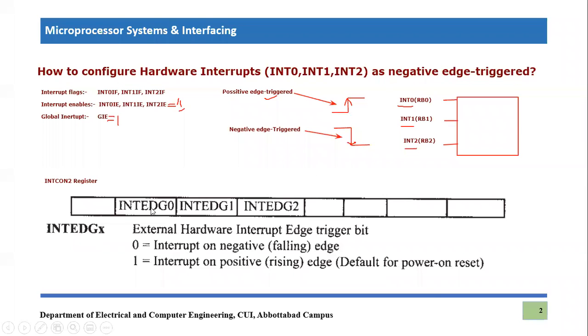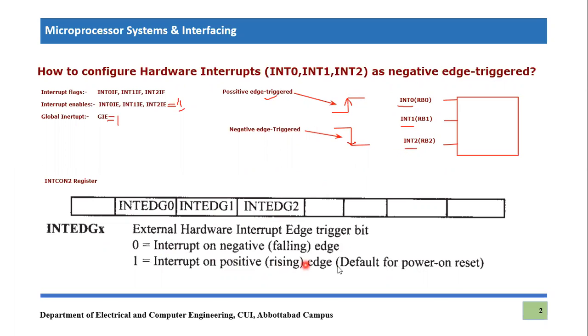This is the interrupt control 2 register, and we are concerned here with only 3 bits of it. That's why those bits are shown here. One can easily see that those bits are INTEDG0, INTEDG1, and INTEDG2. INTEDG0 is related to interrupt 0, INTEDG1 is related to interrupt 1, and INTEDG2 is related to interrupt 2.